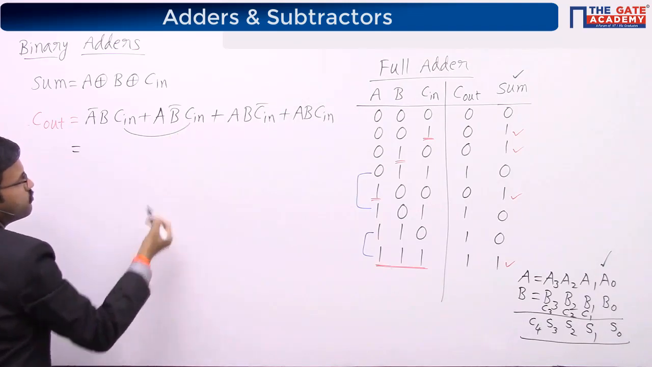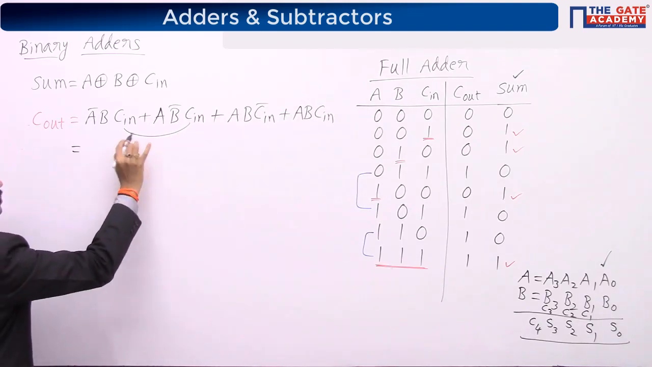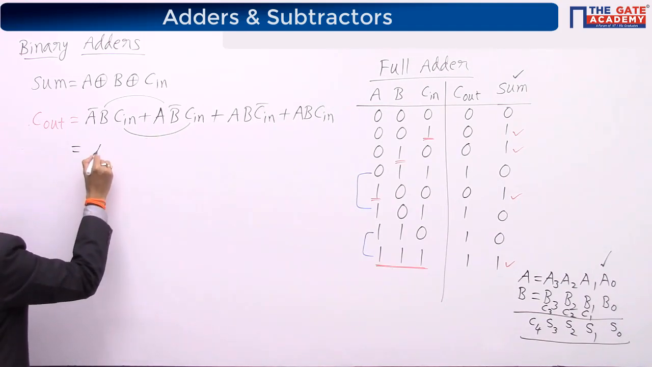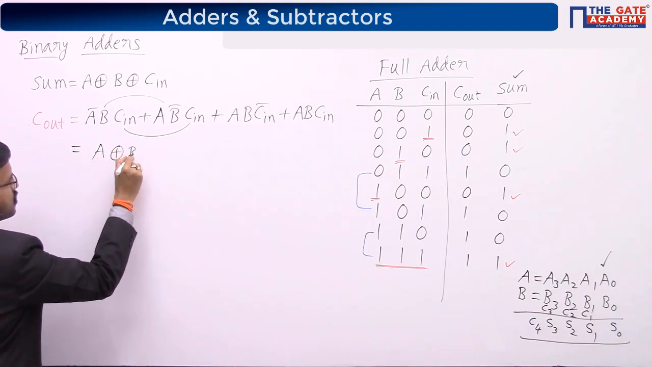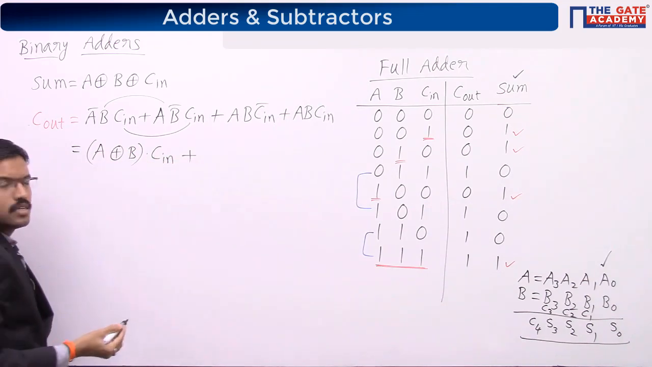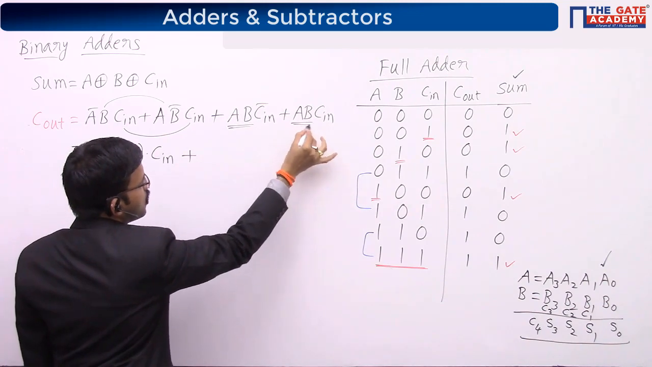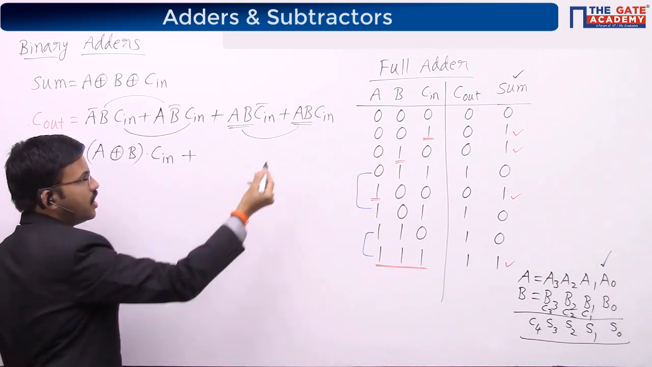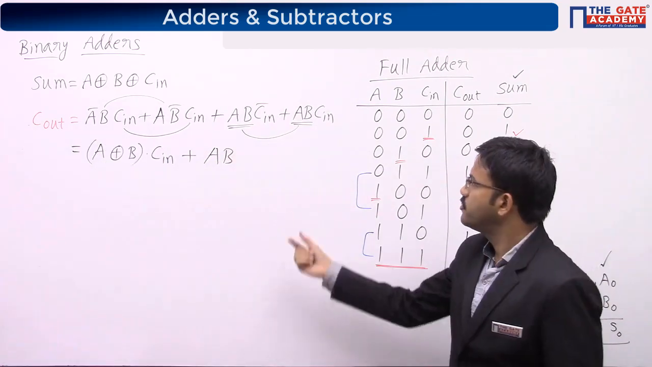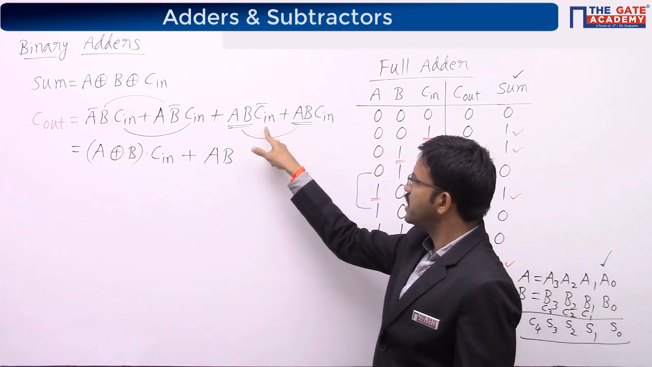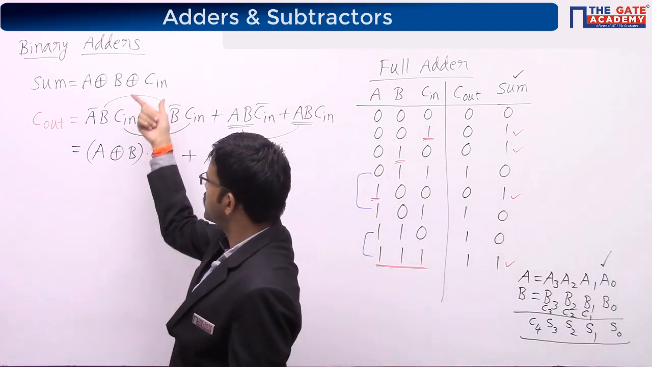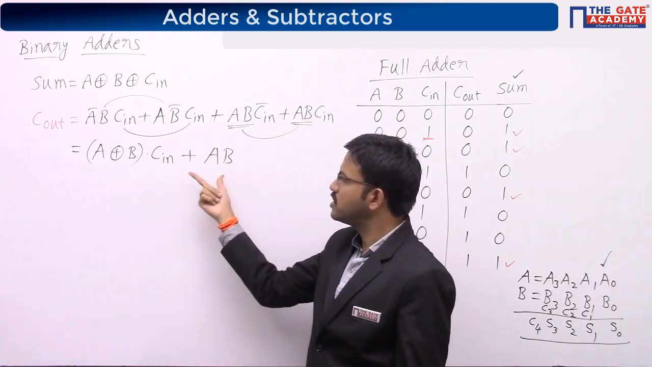In these two terms, we can take Cin as common. If you take Cin as common, here I am getting A bar B plus A B bar. That is nothing but A exclusive OR B, A XOR B, and Cin. Plus, in these two terms, I will take AB as common. If you take AB as common, Cin bar plus Cin will be 1. Okay, so for sum we got this expression, and for carry out, Cout, we got this expression.